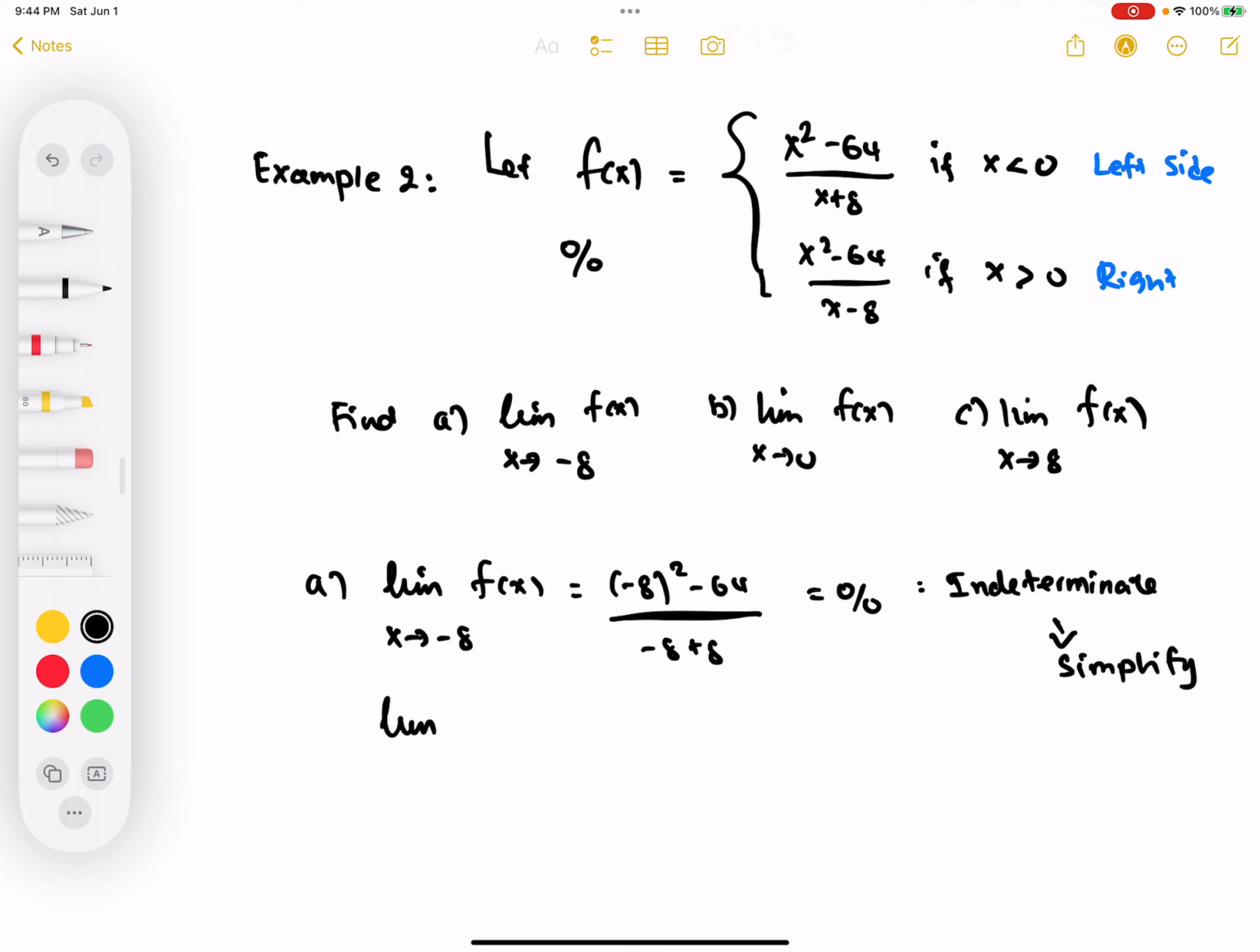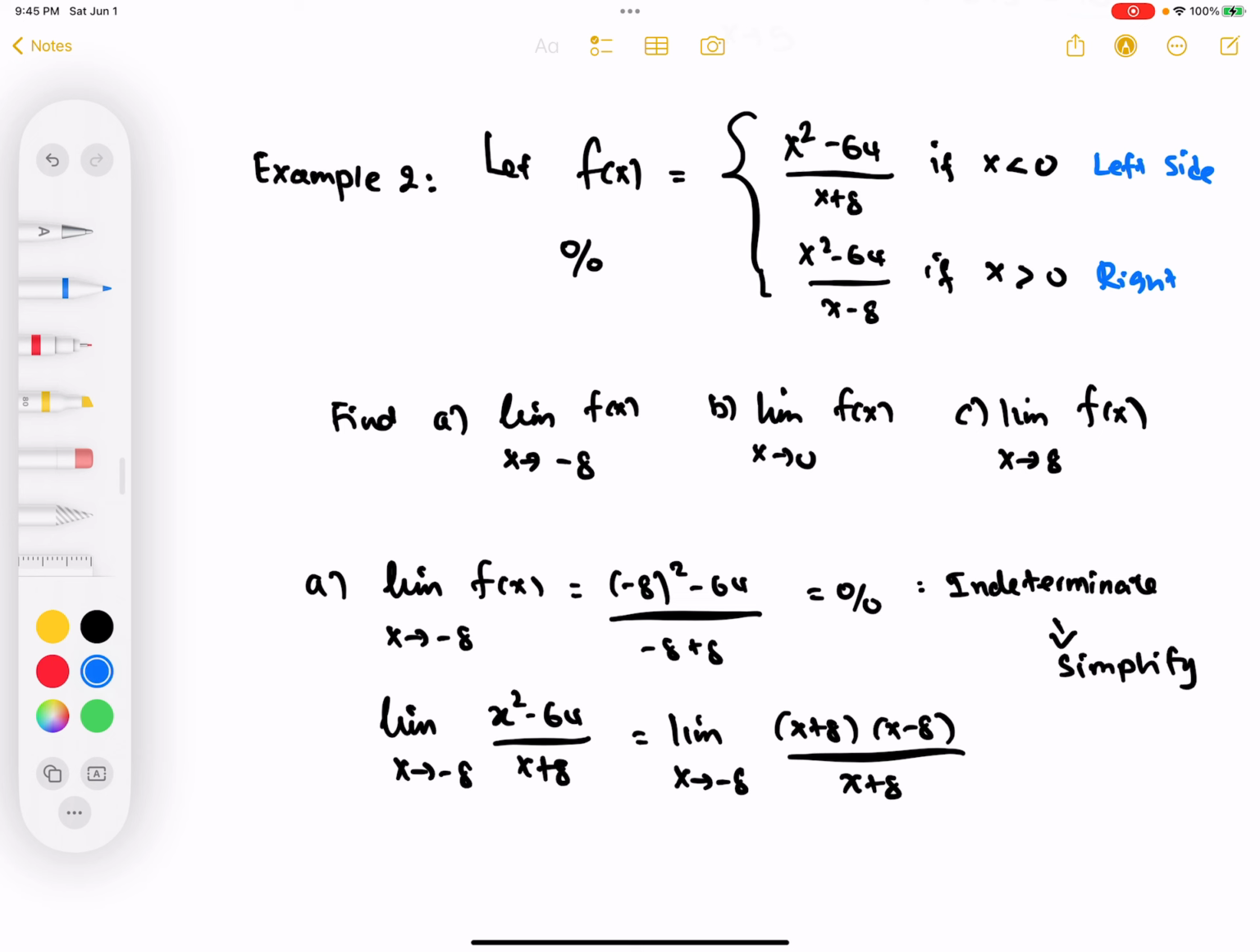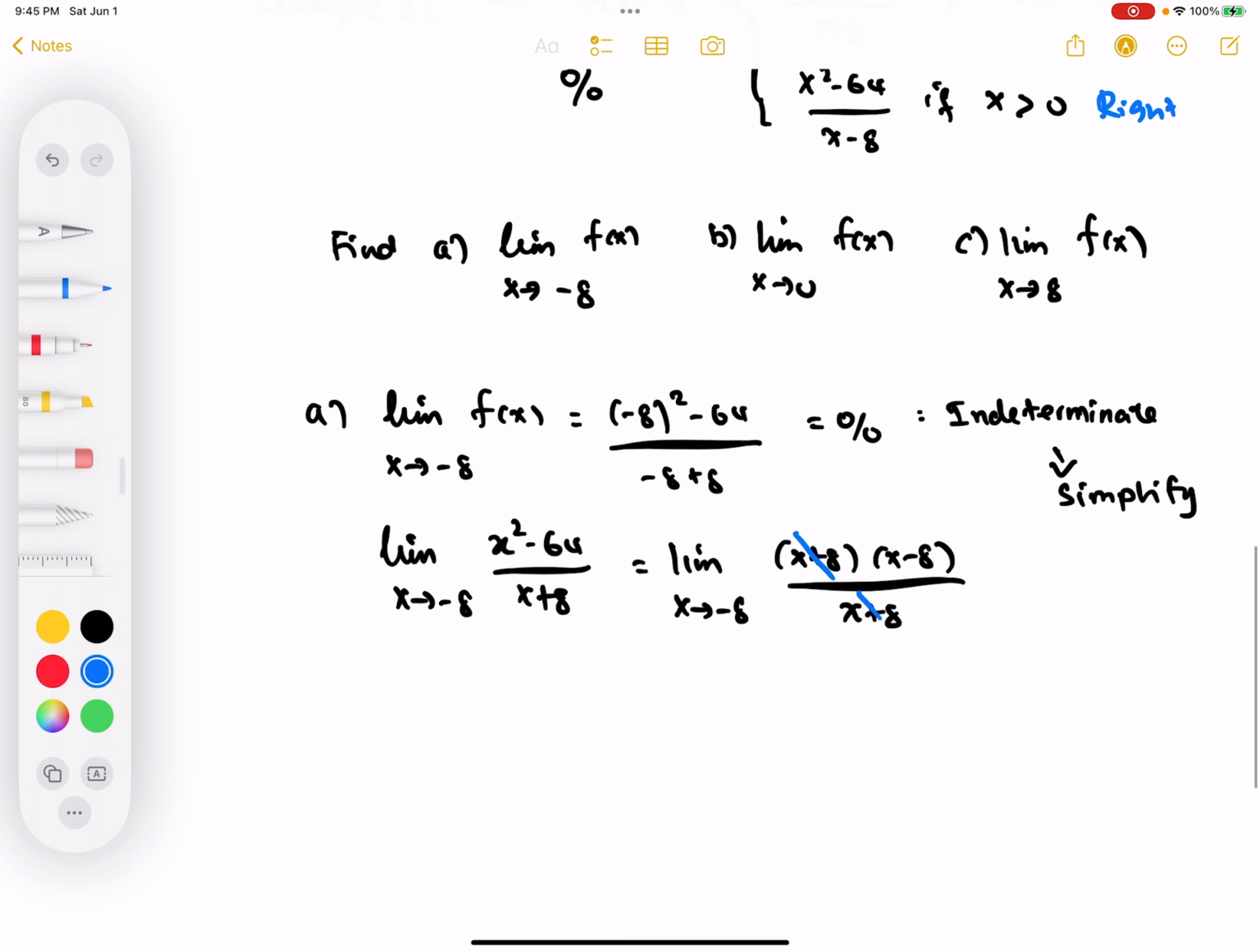So the limit as x approaches negative 8 of x squared minus 64 over x plus 8 can be written as the limit as x approaches negative 8 of x plus 8 times x minus 8 divided by x plus 8. So you can see that this is cancelled. So the limit as x approaches negative 8 is x minus 8. Substitute negative 8 minus 8, which is negative 16. So that's the first one.